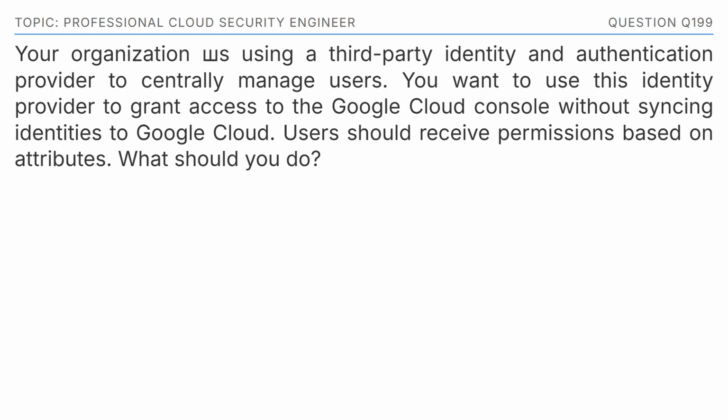Your organization is using a third-party identity and authentication provider to centrally manage users. You want to use this identity provider to grant access to the Google Cloud Console without syncing identities to Google Cloud. Users should receive permissions based on attributes. What should you do?